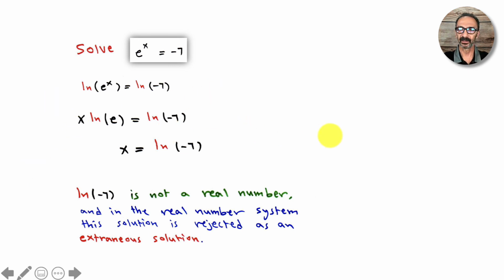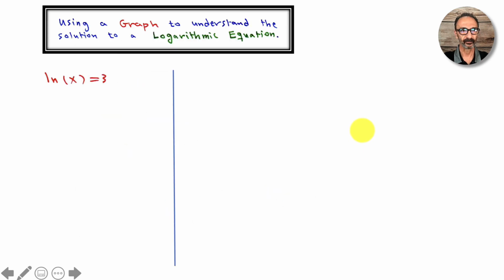Let's take another example. Using a graph to understand solutions, we had one before, but let's do one more. ln x equals 3. If you want to solve this, think about it. The base is e to the power 3 equals x. So we're done. e to the 3 equals x, or x equals e to the third.